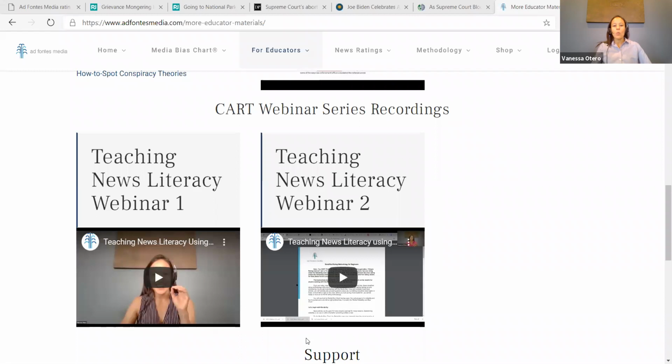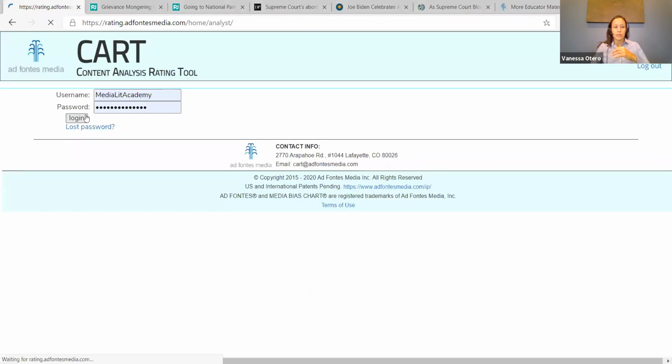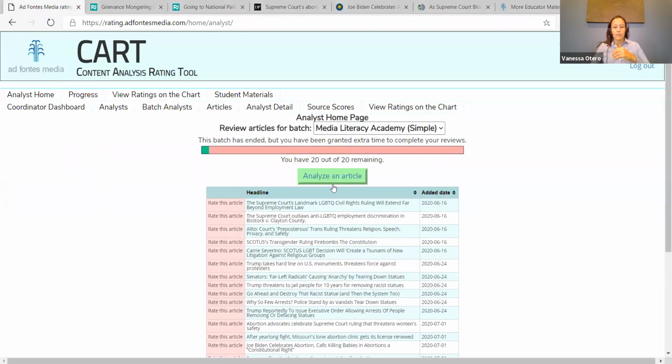So what I'm going to do is go through 2 examples, one left and one right, about a polarizing topic using our simple methodology. And if you recall, our simple methodology looks like this.